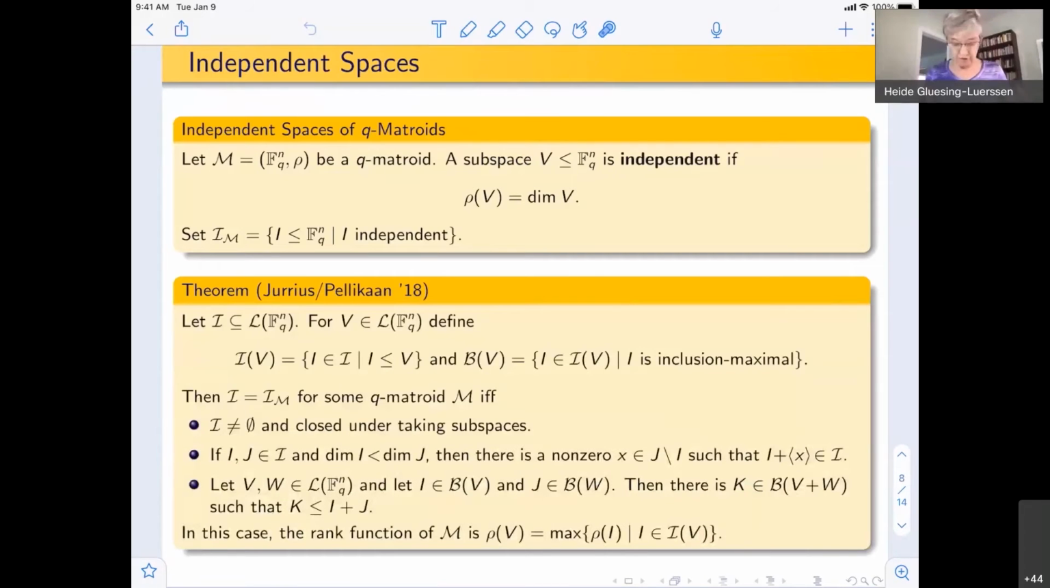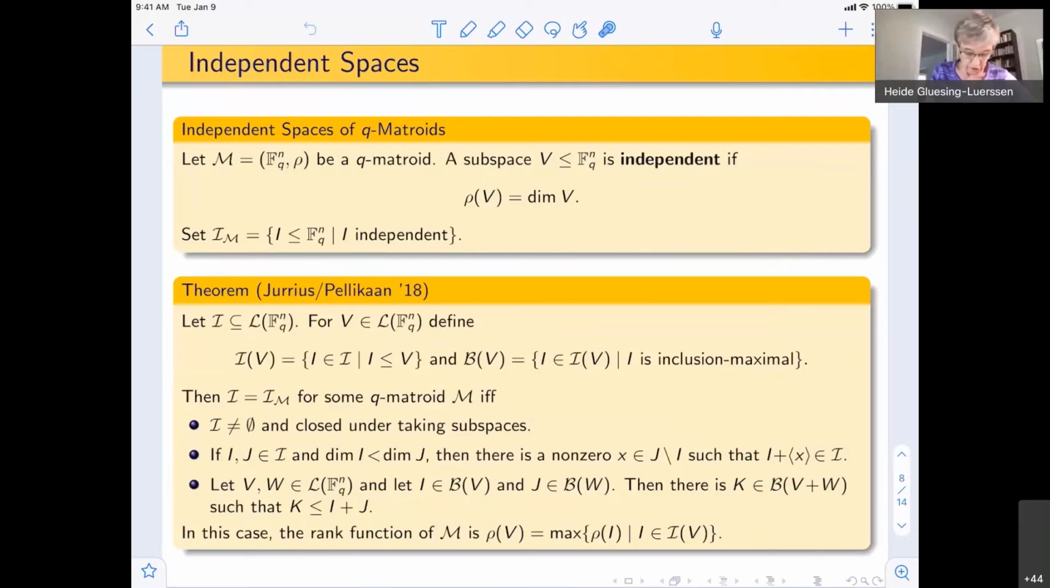So let's start the other way around. We start with a q-matroid based on the rank function, as I gave it in the beginning. What is an independent space? Well, we call a subspace independent if the rank value equals the dimension. So that's the maximum possible rank value. These spaces are called independent. They have a lot of nice properties, which we will see in a moment. And I call curly I of M the collection of all independent spaces of this q-matroid.